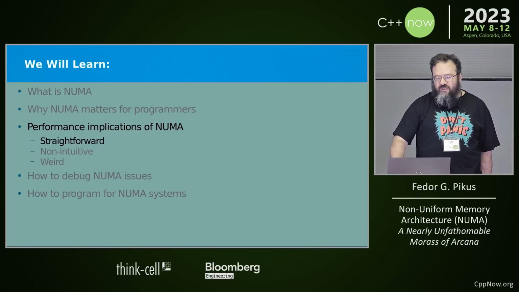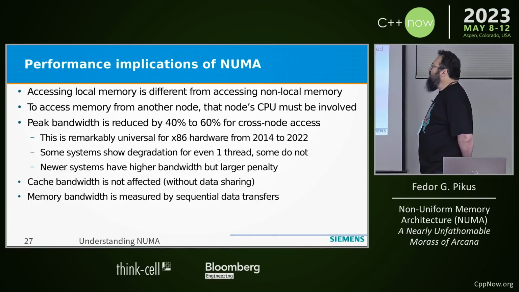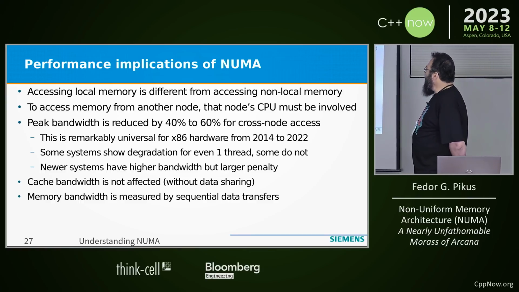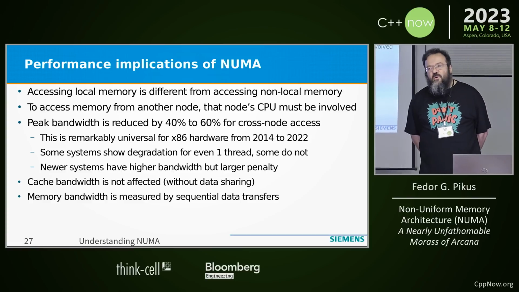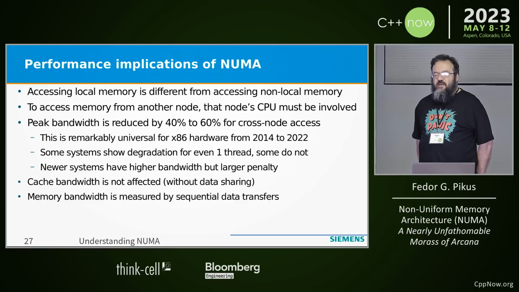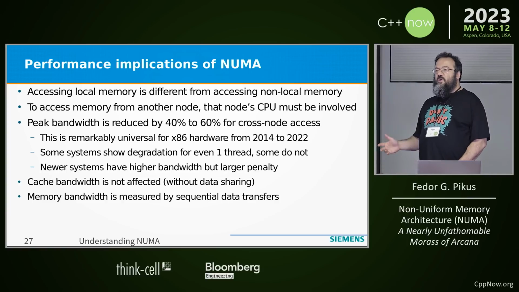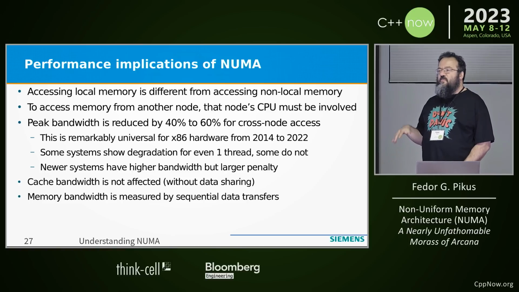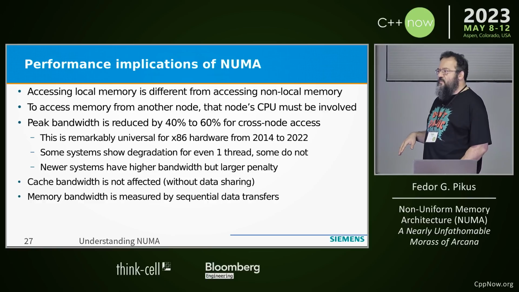Okay, so just from these bandwidth measurements, we can already draw some straightforward conclusions for the performance implications of NUMA. So just from the architecture, we know that to access the memory on the other node, that node's CPU must be involved. That involvement obviously requires more work from the system. Depending on the system, that may or may not manifest in lost bandwidth. And in practice, for older systems, for low number of threads, it doesn't. And for high number of threads or on newer systems, it very much does.